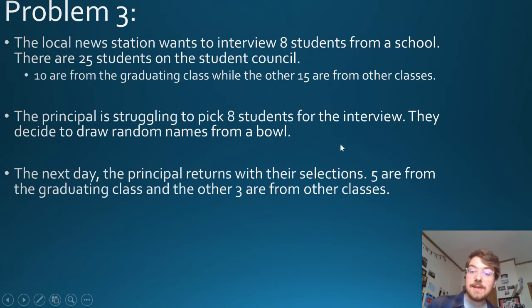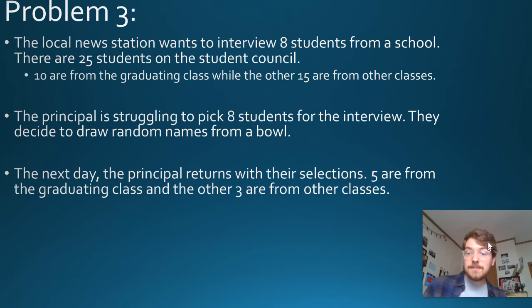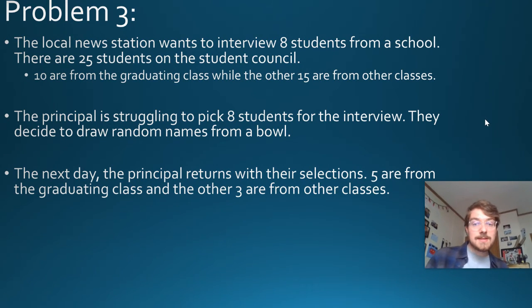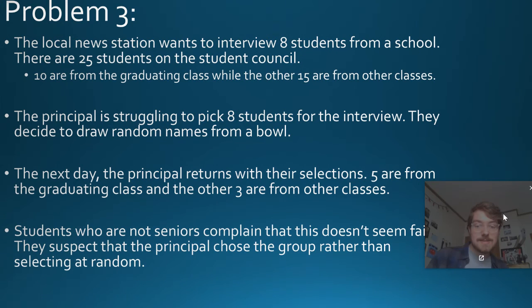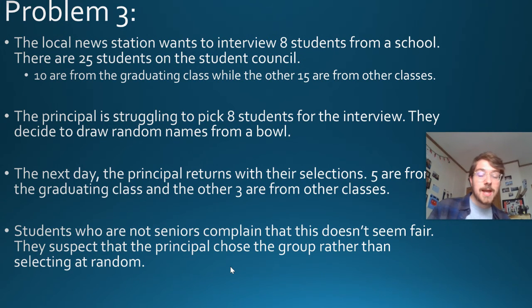Now, it turns out that they've got 5 who are from the graduating class and only 3 from the other classes. Now, depending on which class you're from, you might think this is a little suspect, and that's exactly what happens. So, students who are not seniors are going to complain that this doesn't really seem fair. The seniors make up the minority of who's on the student council, yet they make up the most people who are doing this interview. What's up with that? And so they're suspecting that maybe the principal chose this group rather than selecting them at random, that this is all a lie. This was not by chance.